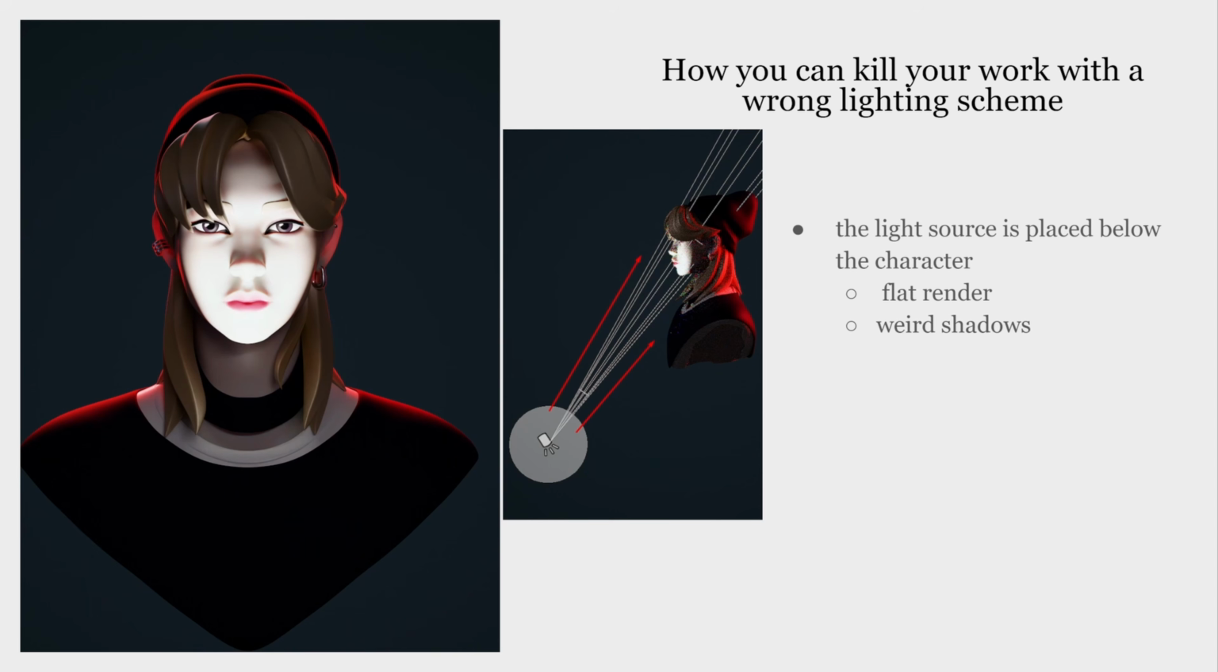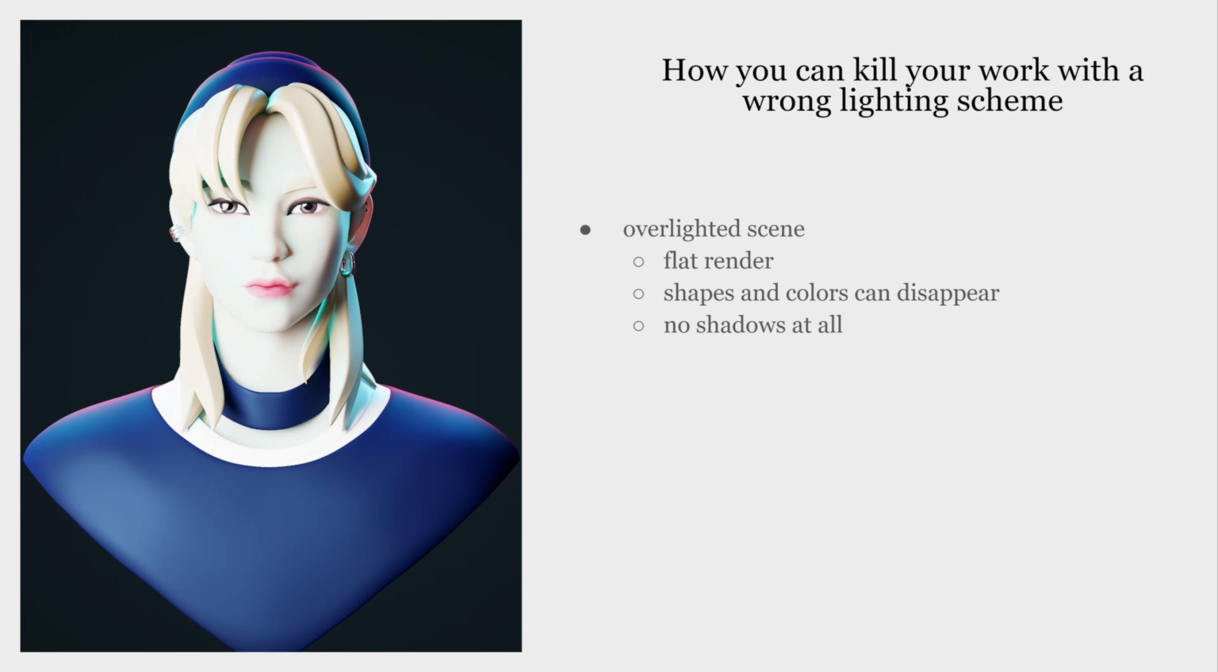The second example, the high intensity key light placed below the character. This kind of lighting makes the face look flat and the shadows appear weird. To make such lighting look appropriate, you need at least to work carefully on the expression of the character's face. The third example is an overlit scene. Everything becomes flat, textures aren't visible, and even some objects disappear. And obviously there are almost no shadows.